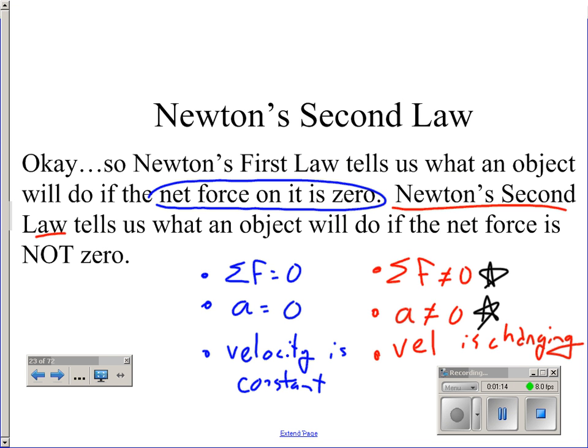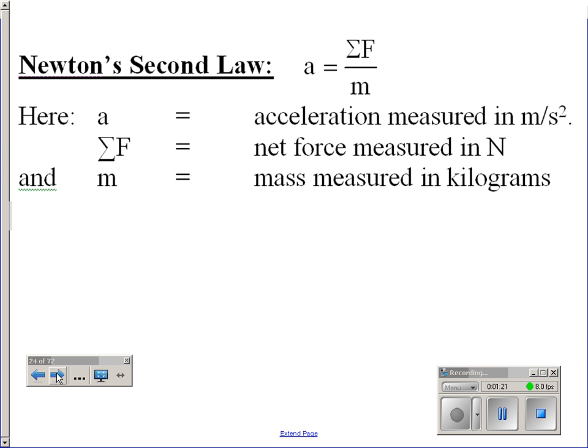All right, so Newton's first law focuses on what happens if the net force is zero. Newton's second law focuses on what happens if the net force is not zero. Okay, so here's Newton's second law. It says that if you want to calculate the acceleration of an object, you can do that by taking the net force acting on the object and dividing it by the mass of the object. Okay?